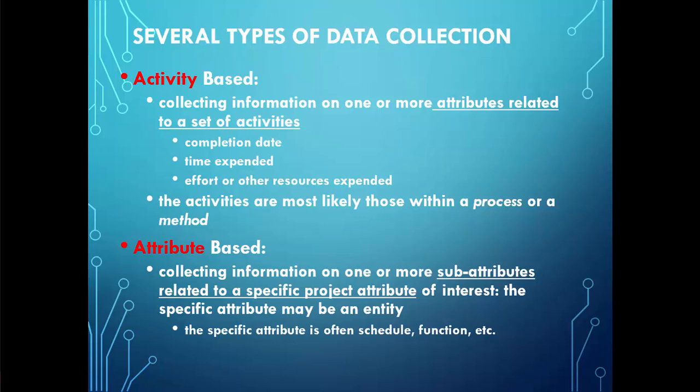If the data collected was specific to an attribute, collecting information on one or more of its sub-attributes, then it will be called attribute-based data, such as how many functions have been completed for a certain attribute. In most cases, the collected data are a mix of both types, activity-based and attribute-based data.